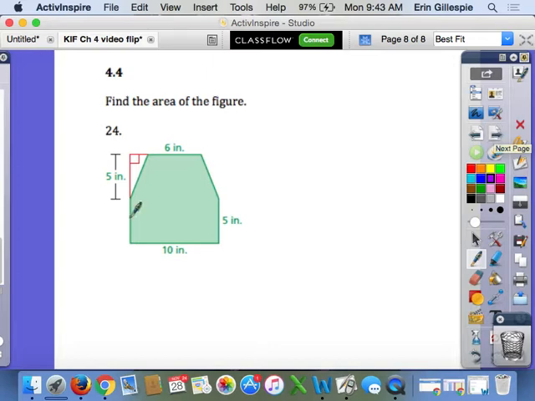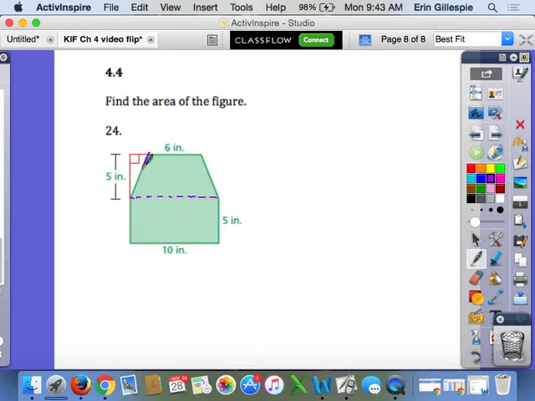And then this is a composite shape, not a trapezoid. If you count it, it has 1, 2, 3, 4, 5, 6 sides. A trapezoid only has 4 sides. Now you can split it up into a trapezoid on top and a rectangle on the bottom, but you can't just treat this as a trapezoid.